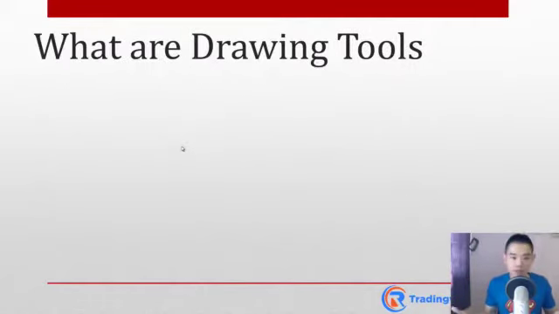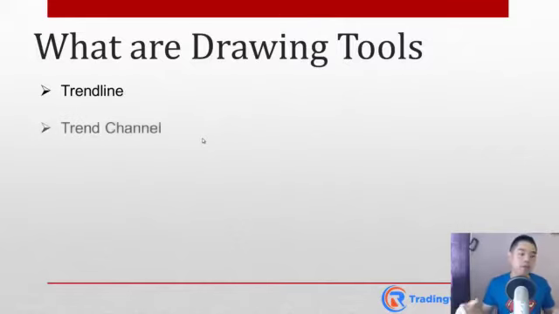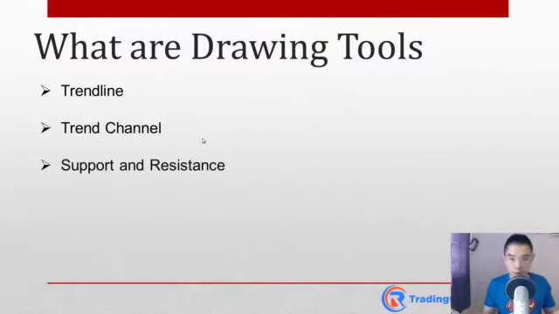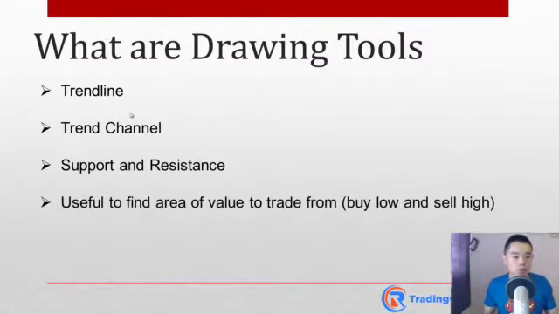So first thing, what are drawing tools? This is the first category of technical analysis that we want to talk about. Drawing tools can be stuff like trend line, trend channel, support and resistance. These are all drawing tools in technical analysis. Of course, there are more, but I'm just listing out the 3 common ones. They are useful to help you find an area of value on the chart. For example, if you want to buy low and sell high, how do you do that? Refer to your drawing tools. They will help you identify levels or areas on your chart where you can actually buy low and sell high.